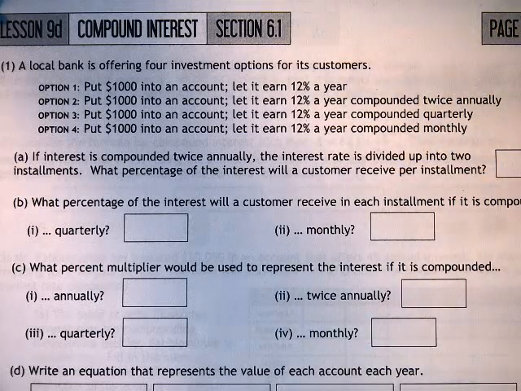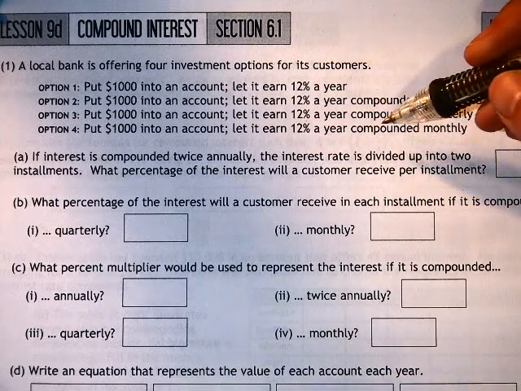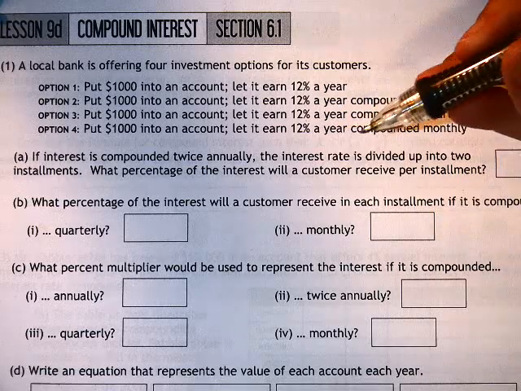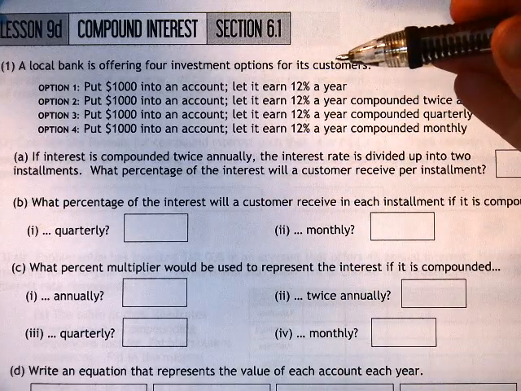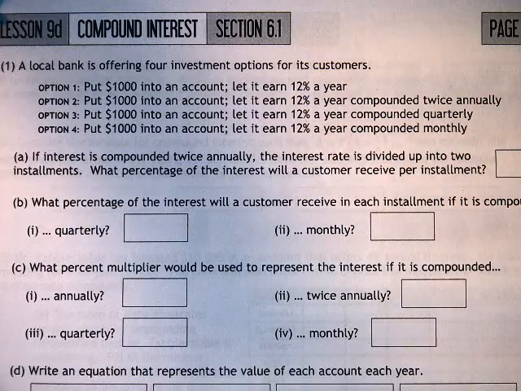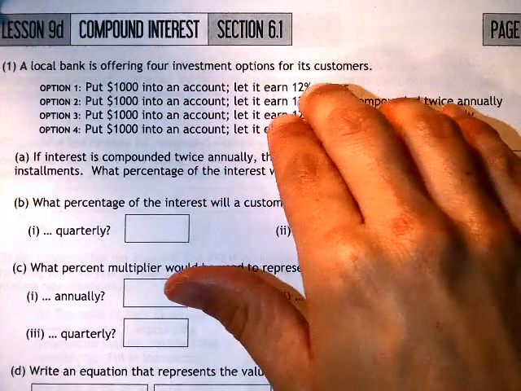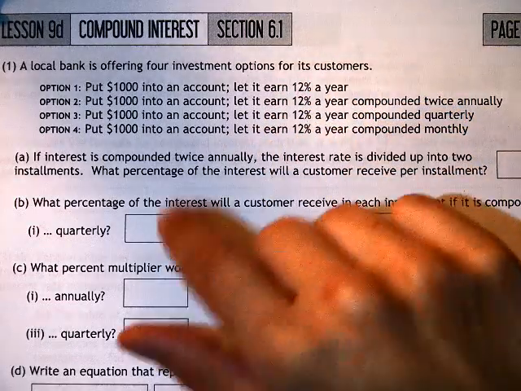Now, the 4 different investment options have to do with what we call compounding. Compounding is when you take an amount of interest and divide it into smaller pieces. And I should back up. Before I even talk about that, let me make sure we understand what it means to earn interest in general.